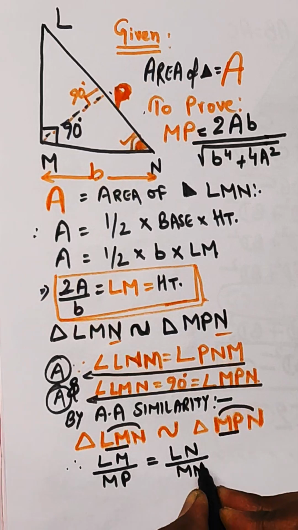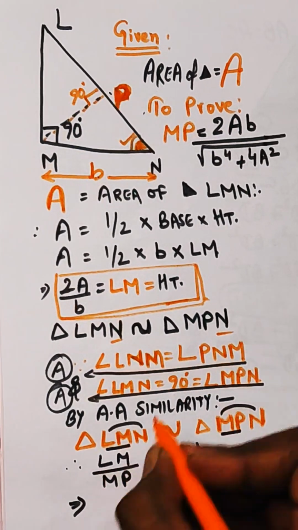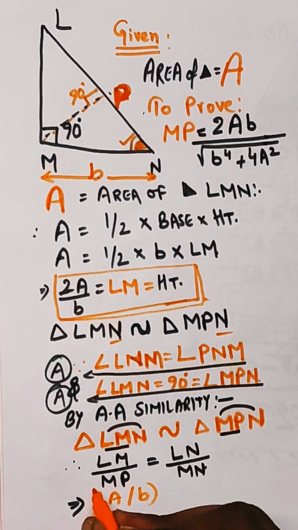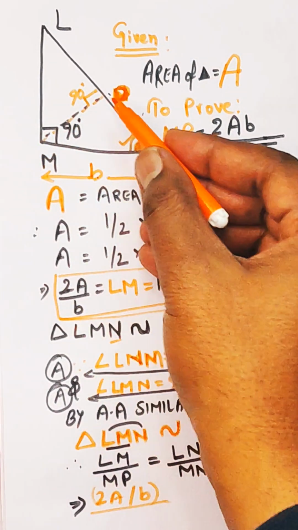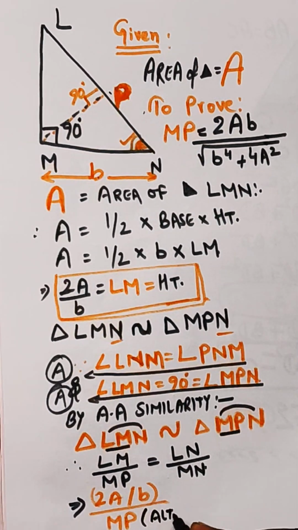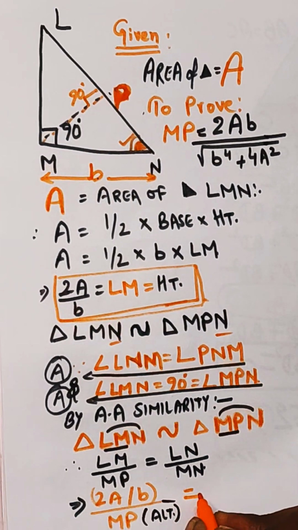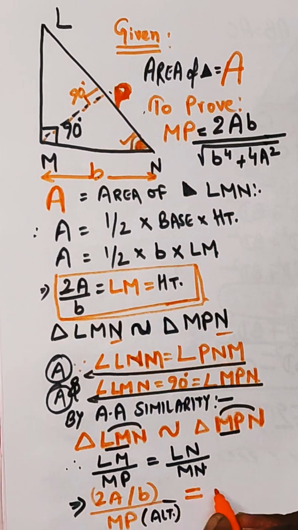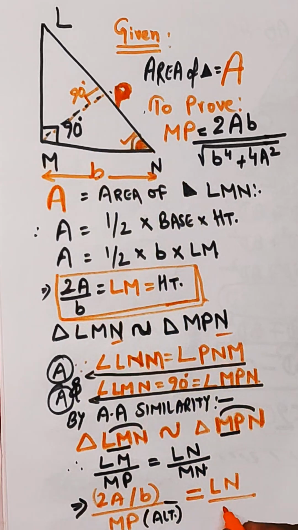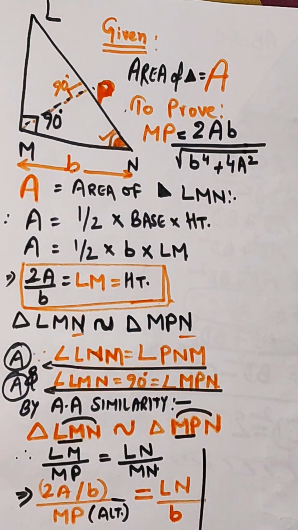Now we know that the length of LM we already derived. Just put it over here, 2 capital A divided by small b, and MP is the length of the altitude which is drawn on the hypotenuse, so that needs to be calculated, right? Now LN is basically the hypotenuse of the bigger right angle triangle LMN, so keep it as it is, and MN is small b.